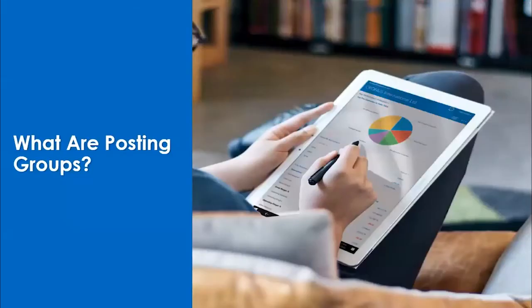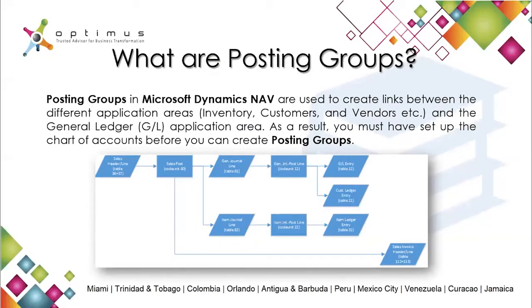So what are posting groups? We're going to define them as a functionality to create a link between different application areas such as inventory, customers, vendors, and the general ledger. Simple as that. That's basically what we do. In the following diagram, we can just review how this workflow actually works.